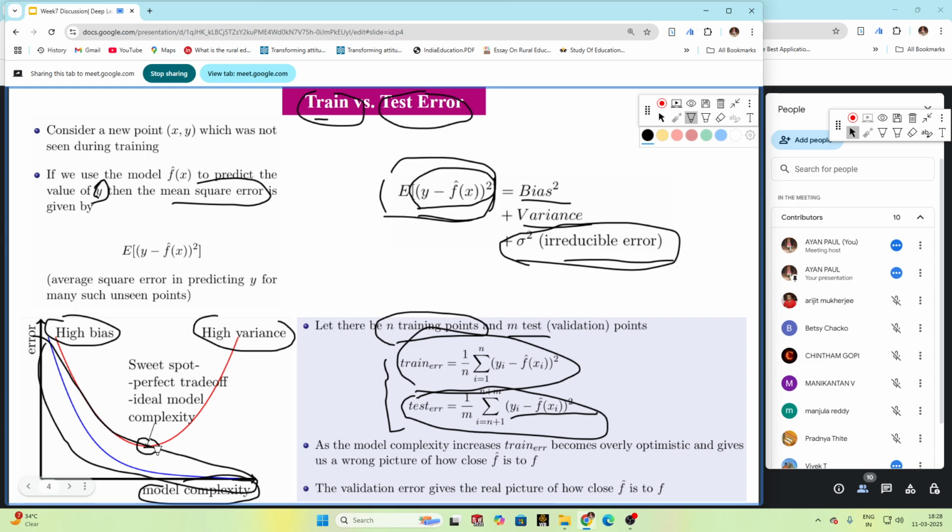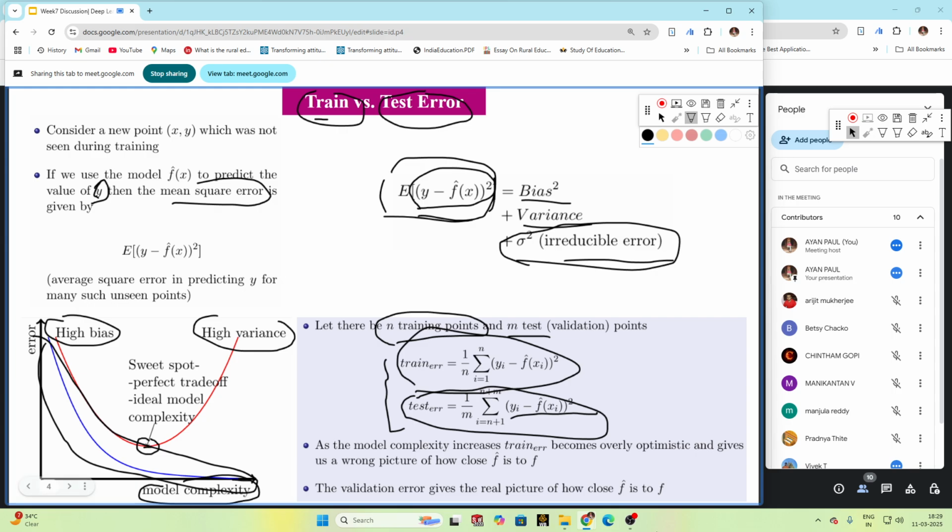What we are interested in is finding this point at which our test error will be least. And this is again some kind of trade-off, because both errors we cannot reduce to zero. So again we have to find a sweet spot at which the test error will be minimum. So this is the intuition, or the theory, of the train versus the test error.